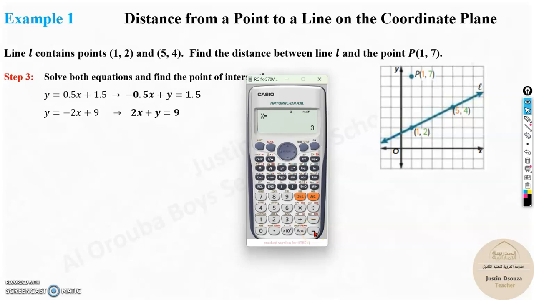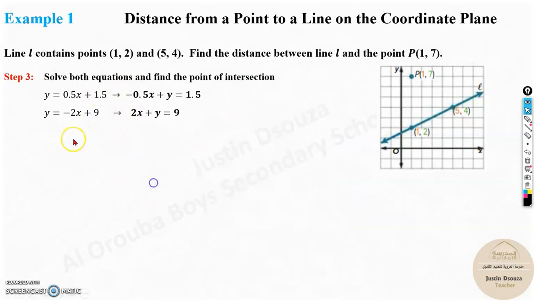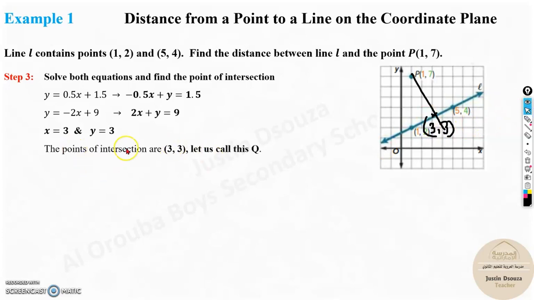Press equal to. The x value is 3, y value is 3. If you are doing the written method, it's easy, but it's a long method, that's it. But in the calculator, it's very simple. Now we got the point of intersection between these two lines as 3, 3. So this is the thing. We now know the point of intersection is 3, 3. We can call it Q, P and Q. So this over here, 3 and 3, this is the point, that's the Q. So that would be the shortest distance.